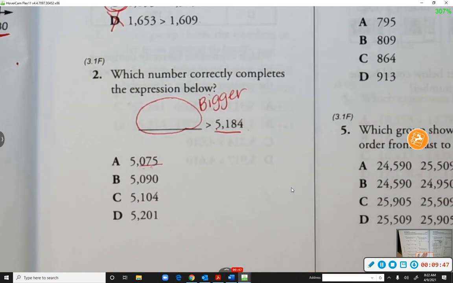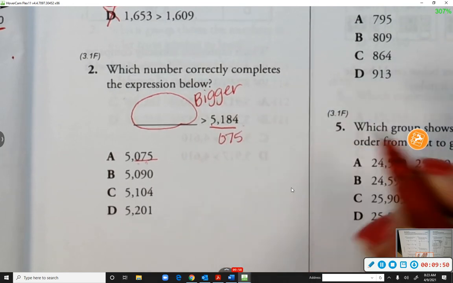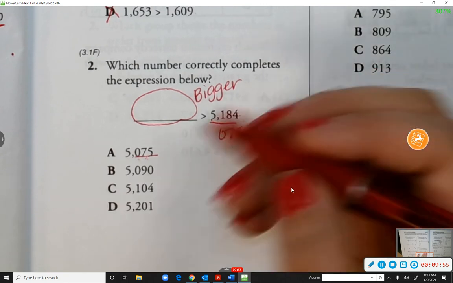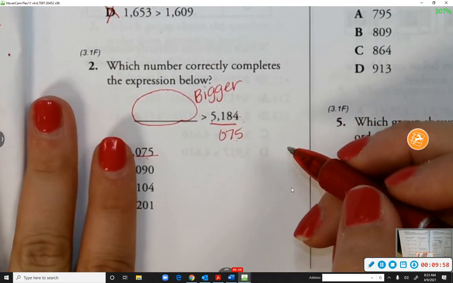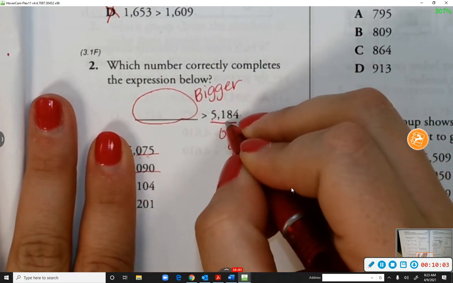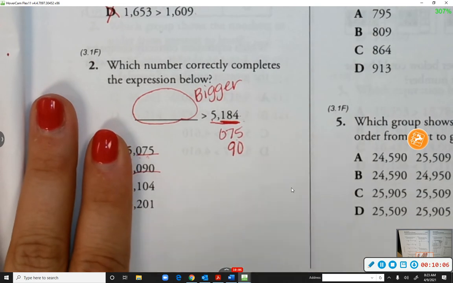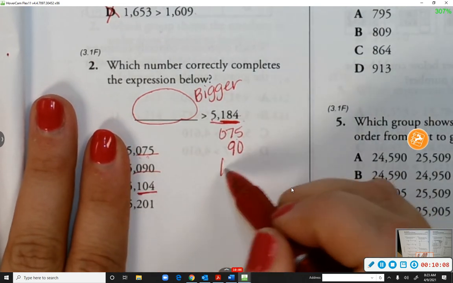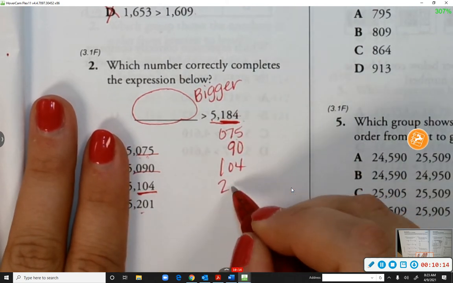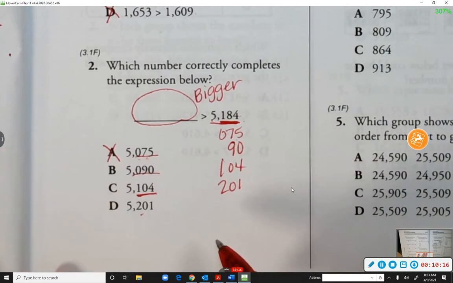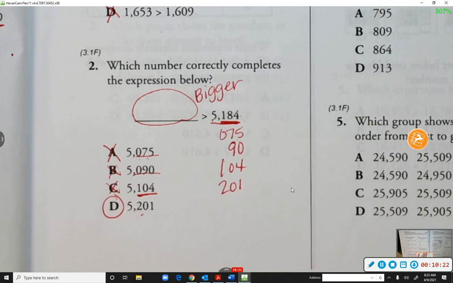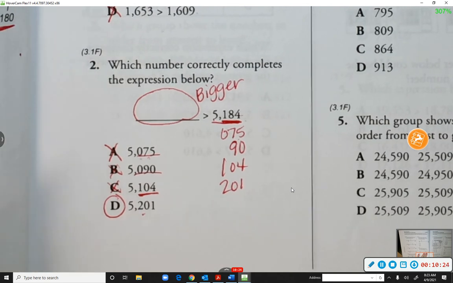5,075. Okay? If I just look at it like this, I take away the 5. Is 75 greater than 184? No. Okay, the next one, I'm covering up the 5 and I just have 90. Is 90 greater than 184? No. Is 104 greater than 184? No. Okay. 201? Yes, it is greater. So D is correct. Okay, any questions on that?